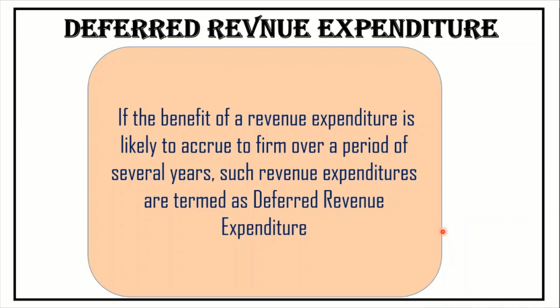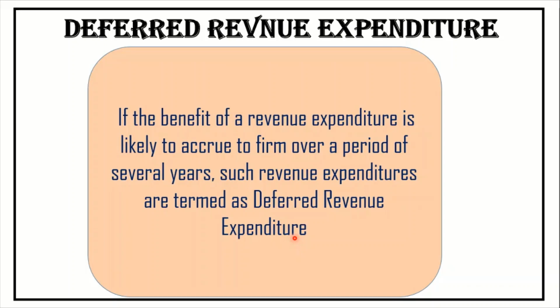So the next category is deferred revenue expenditure. Deferred revenue expenditures are by nature revenue expenditures only, but where the revenue expenditure is huge in amount and is likely to accrue benefit to the firm over a period of several years, then it is termed as deferred revenue expenditure. It means the benefit is to be availed in several years in future. Then of course we cannot take it as a revenue expenditure, we'll take it as deferred revenue. It means the part which is going to give you benefit in future will be taken as a deferred revenue expenditure.